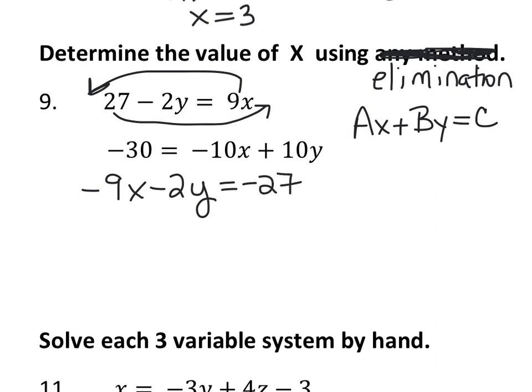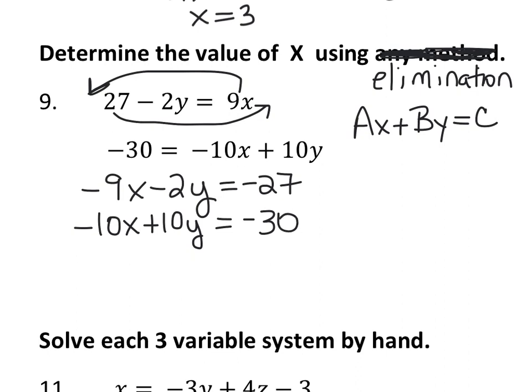And then for this second equation, it's already in the format. They're just on the wrong sides. So I'm just going to put this negative 10x over here plus 10y equals negative 30. So basically, I've just switched those back around.